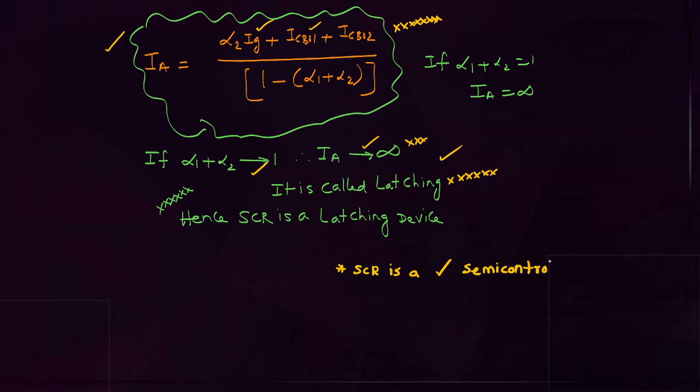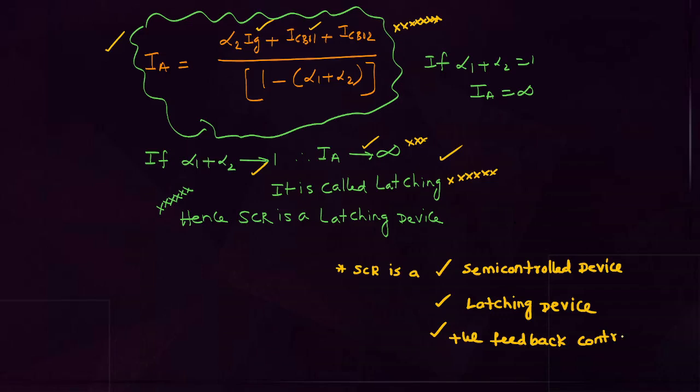Semi-controlled device. Here is this control device, and it is a latching device. Here is a latching device, and it is a positive feedback control or regenerative device. Positive feedback is also called regenerative feedback. Positive feedback control device.